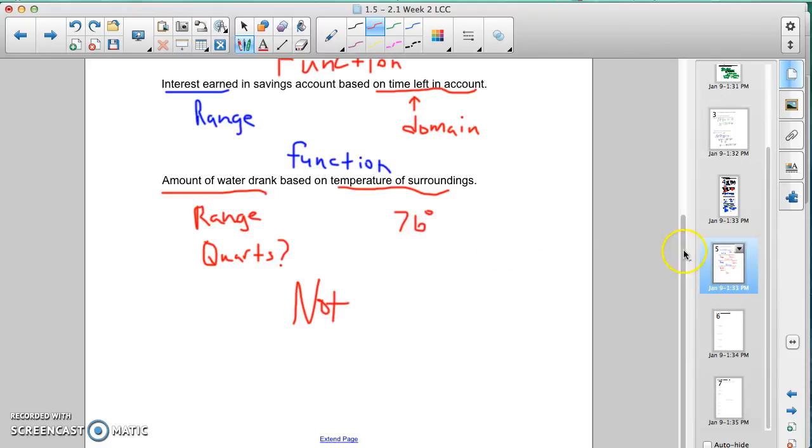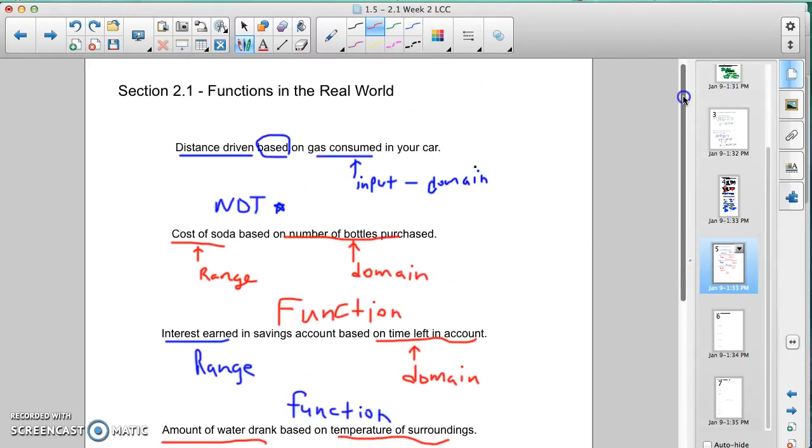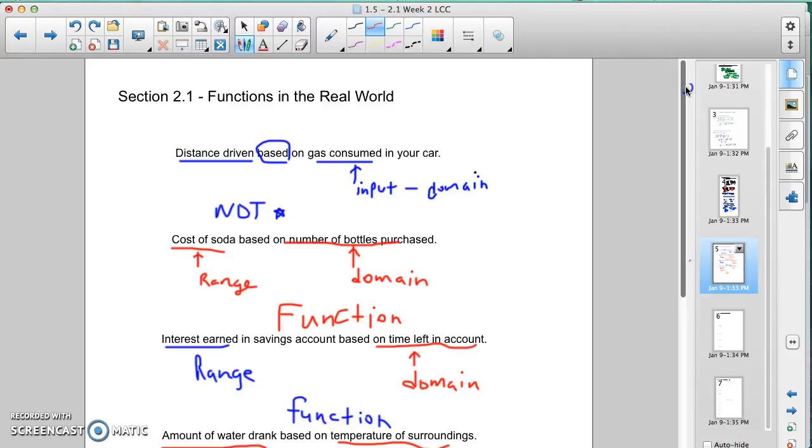So that's a review of how you could determine whether you have two variables that are related, and whether those variables are related in a function. The big thing here is that every time our domain or input value is given, we should be able to get the same output value to make it a function. If not, it's not a function.